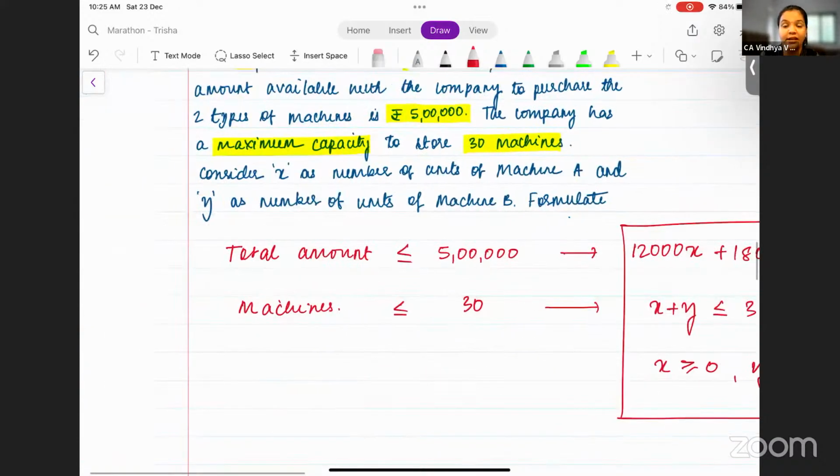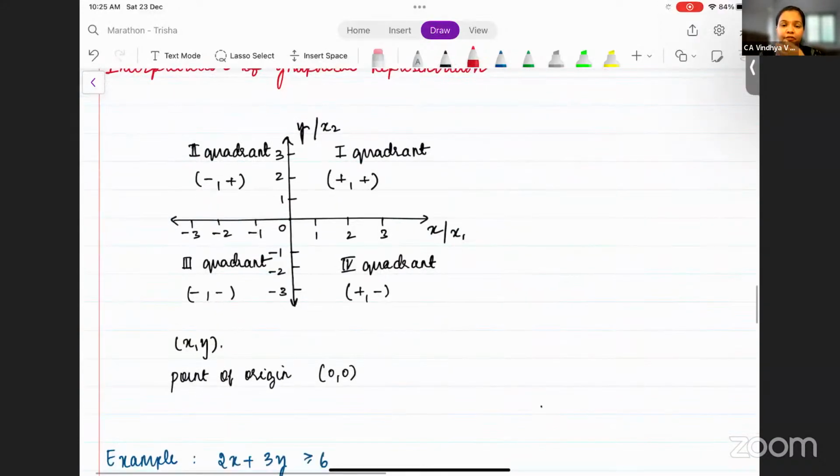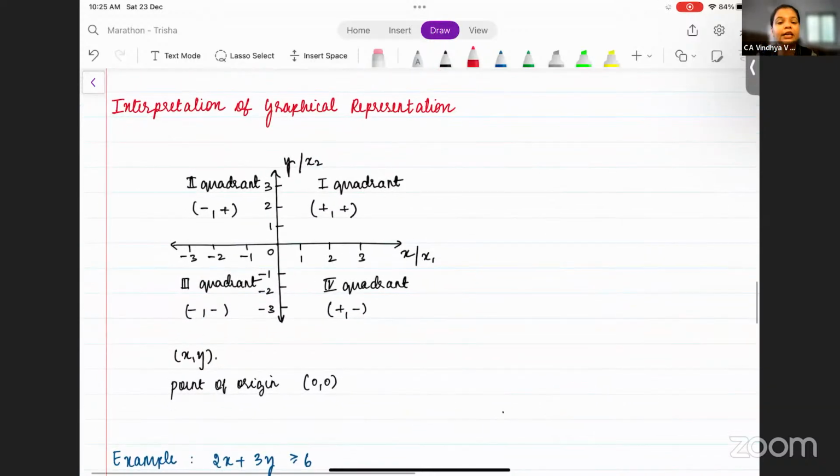We can go to the next one, which is interpretation of graphical representation. The first thing here that you need to know is you don't have to draw a graph. Either the graph will be given in the question or the graph will be given in the option. So drawing a graph is not your concern, but interpreting the graph is very, very important here.